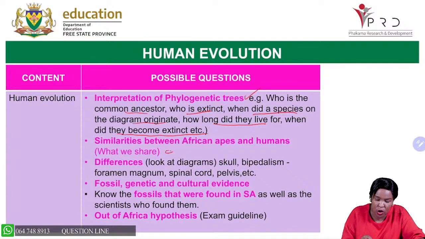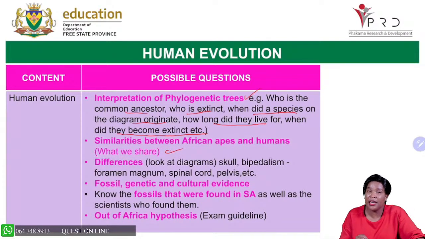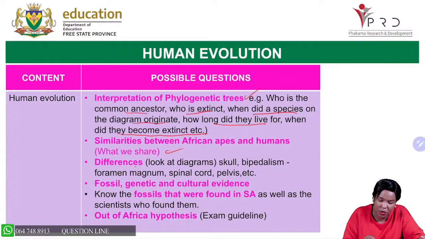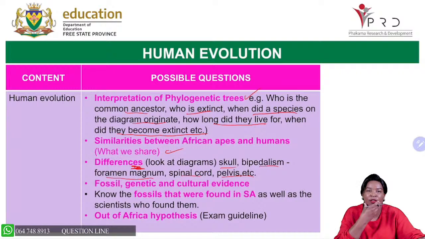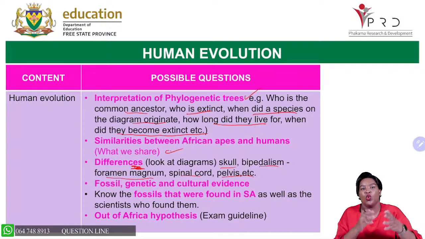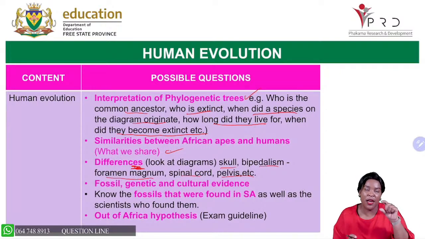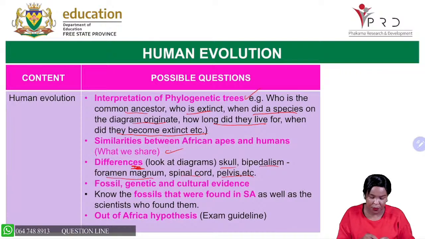You must be able to know the similarities between the African apes and the humans, the ones that we share with them. Those are the similarities. You must also be able to tell us about the differences between the African apes and the humans. You must know the diagrams, the skull, bipedalism, the foramen magnum, the spinal cord, the pelvis, etc. They can give you the dentition, the teeth. You must be able to differentiate depending on the diagram that you are given.